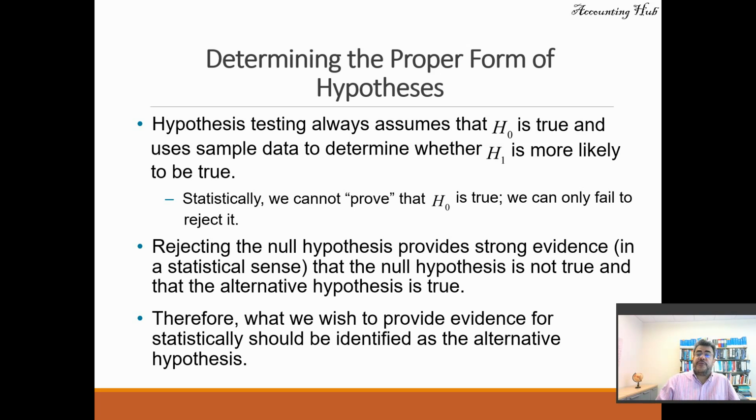Rejecting the null hypothesis provides strong evidence in a statistical sense, and there are tons of tests to do that, that the null hypothesis is not true and that the alternative hypothesis is true. Therefore, what we wish to provide evidence for statistically should be identified as the alternative hypothesis. Okay, guys, easy, huh? Easy, however, the most important topic on hypothesis tests. If we have a bad hypothesis, the test will be bad, the conclusion will be bad, and everything will be bad. So everything starts with a good hypothesis.